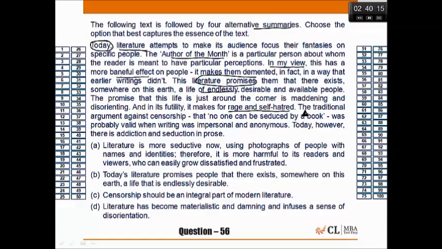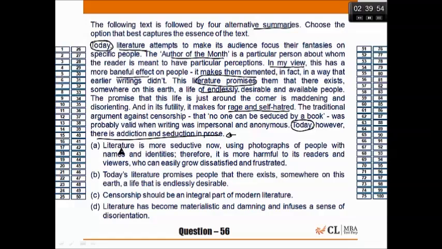Okay, so fine. The traditional argument against censorship, that no one can be seduced by a book, was probably valid when writing was impersonal, anonymous. Today, however, there is addiction and seduction in prose. So I think there has to be a capture, and this could be the thesis sentence, I believe.